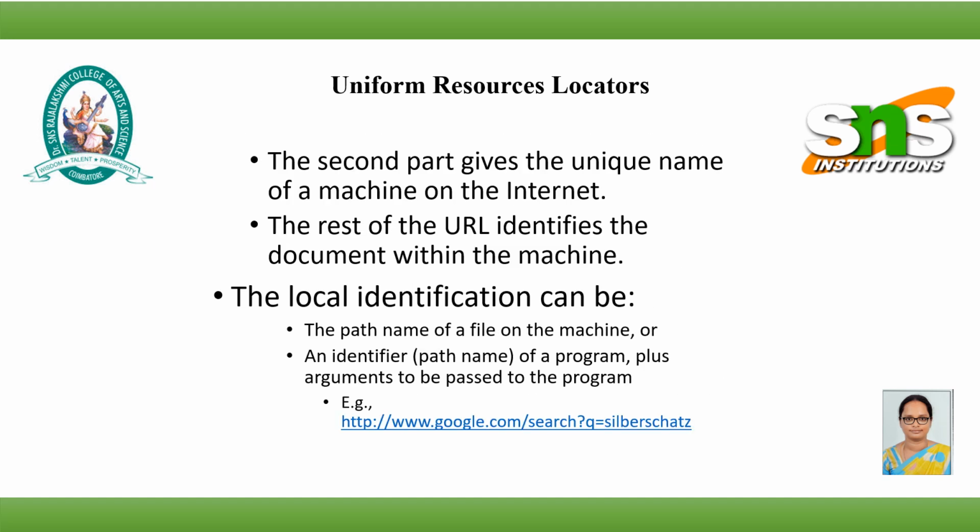Next, the second part gives the unique name of a machine on the network. The rest of the URL identifies the document within the machine. The local identification can be the path name of a file on the machine, or an identifier of a program plus arguments to be passed to the program.